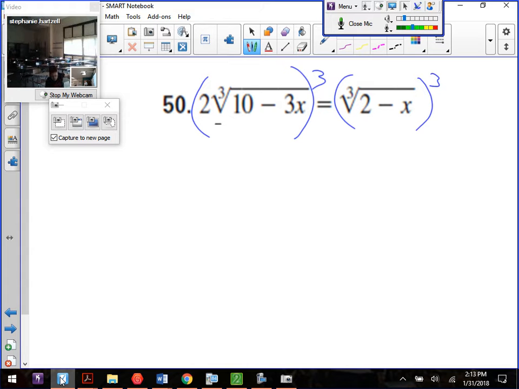You can, but it doesn't. I don't think that helps you with anything, because if you divide by 2, you're going to wind up with 2 minus x over 8. Yeah, I see where you're going with that. You can do that, but wouldn't it be easier just to do this? Because then you automatically get where you're at.